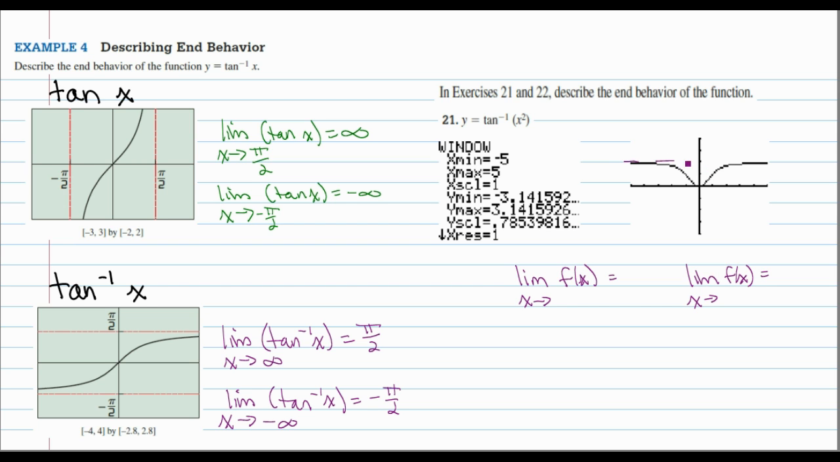It looks like we have a horizontal asymptote at y equals pi over 2. So as x approaches negative infinity, f of x, or inverse tangent of x squared, approaches pi over 2. And the limit of f of x as x approaches positive infinity is also pi over 2.